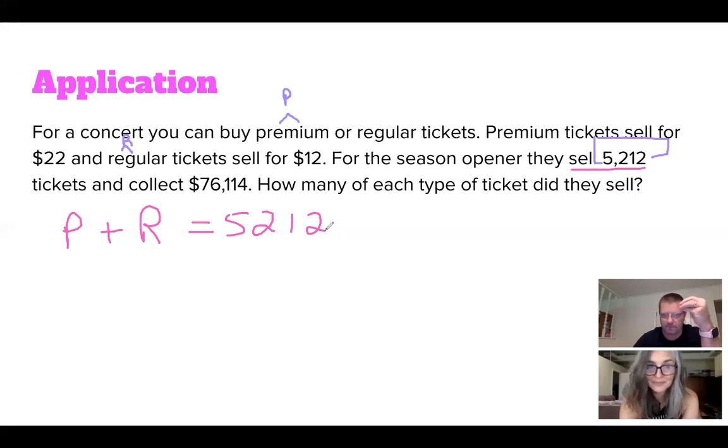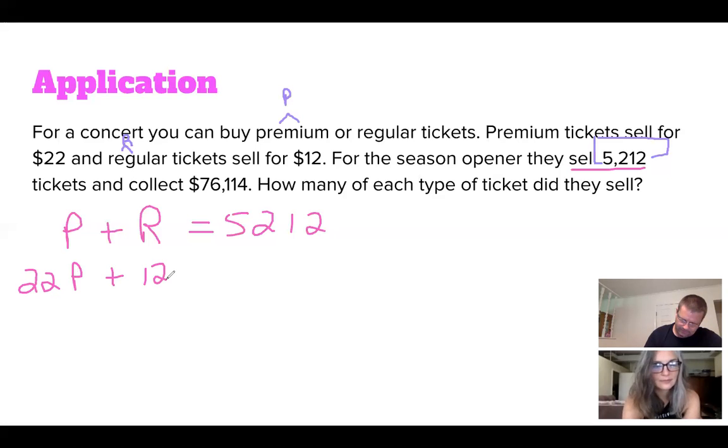So we would take the number of premium tickets times 22, so 22 times P. And then it would be $12 per regular ticket, so plus 12R. And that equals 76,114. Oh no, these numbers are going to be icky. We're going to need calculators here.